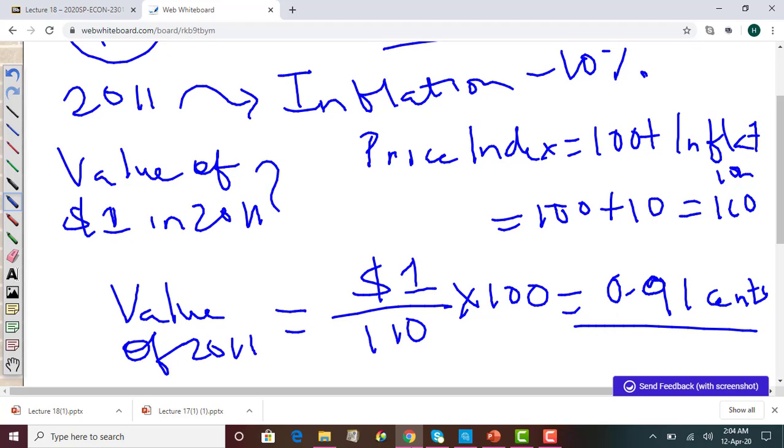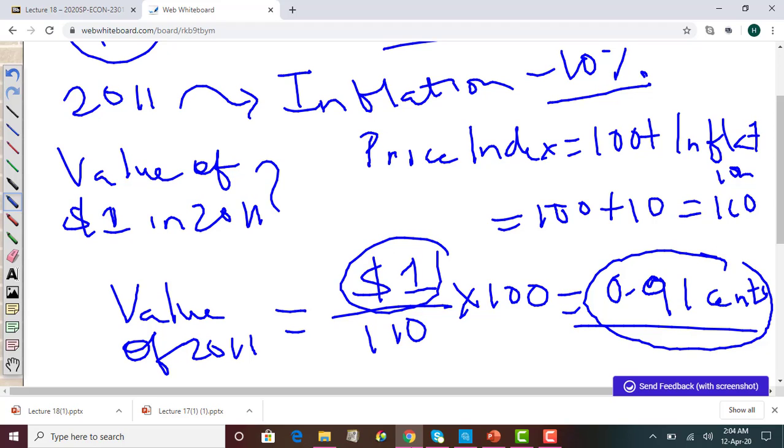Basically, in 2011, because prices of goods and services have gone up by 10%, with this $1 you can only buy goods and services worth 91 cents. Basically the purchasing power of money has gone down because of inflation. That's what we are trying to show here. You still have $1 if you did not spend it, but before you could have bought more goods as compared to 2011. Now you can only buy goods worth 91 cents in 2010 prices.